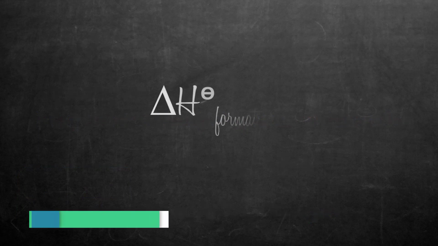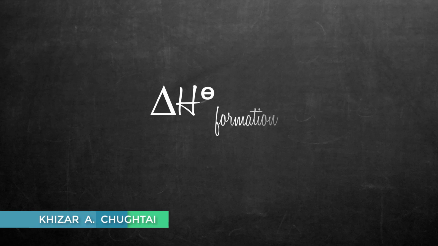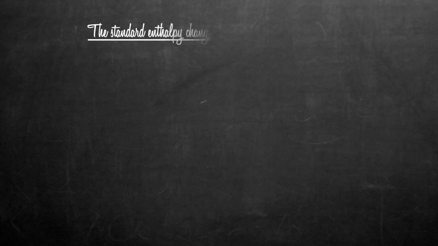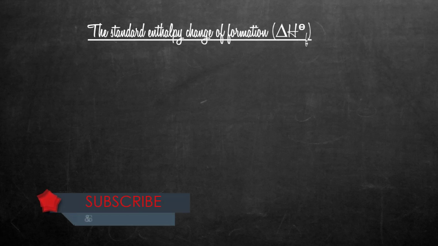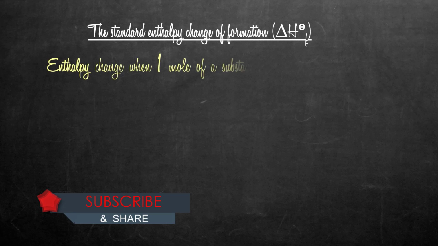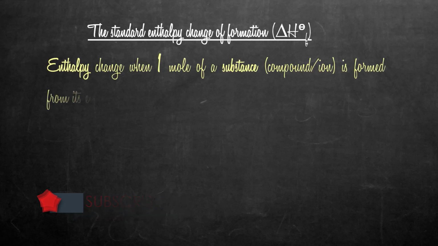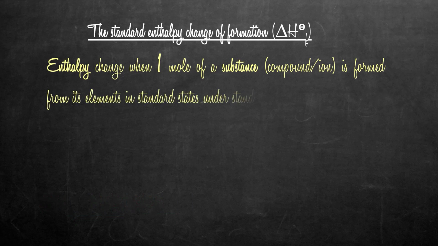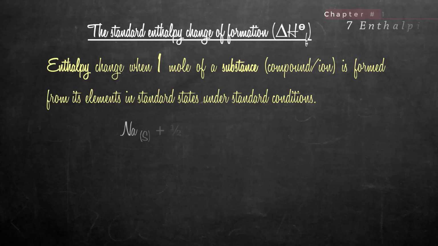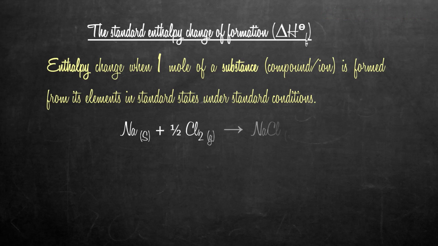Next, enthalpy of formation. Standard enthalpy change of formation. Enthalpy change when 1 mole of a substance, it may be a compound or ion, is formed from its element in its standard state under standard condition. Enthalpy of formation is the term which can be used for the multiple type of compounds. For example, when sodium solid is allowed to react with a chlorine gas, there is a formation of 1 mole of NaCl, that is enthalpy of formation of ionic compound.